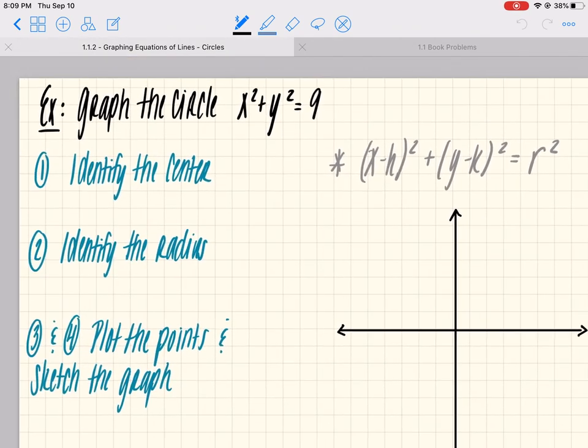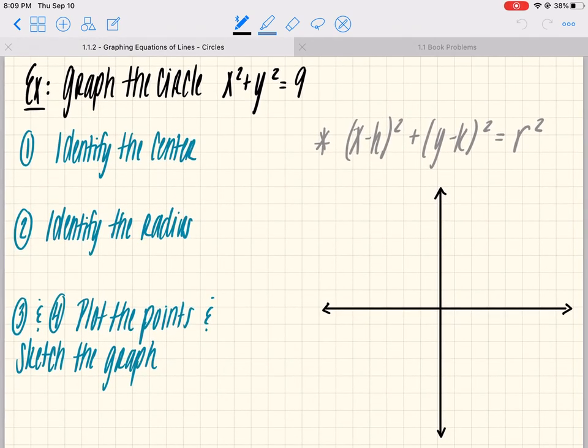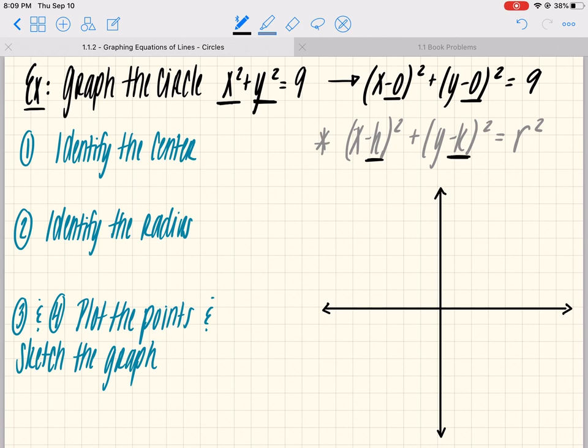Graph the circle x squared plus y squared equals 9. So we're going to identify the center. Now this one's a little bit weird because if you notice, x is not subtracting anything. This would be the same thing as saying x minus 0 squared plus y minus 0 squared. So neither x or y are subtracting anything, which is the same thing as subtracting 0, okay? So when you see that it's not subtracting or adding anything, the center is actually going to be at 0, 0. So the center is 0, 0.